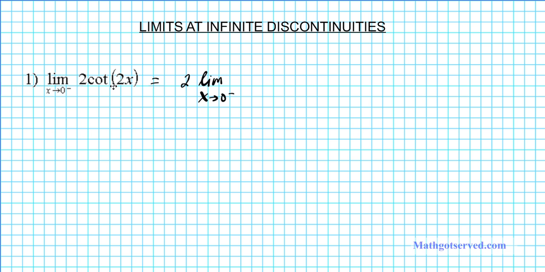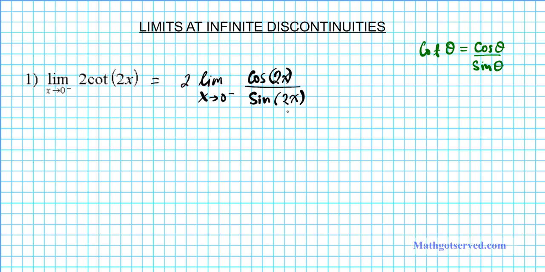Now, using our identities, we know that cotangent theta is cosine theta over sine theta. Let's write that on the side here. We know that cotangent theta is cosine theta divided by sine theta. Let's take advantage of that identity to simplify the process. So if we have cotangent 2x, applying this identity, we'll have cosine 2x divided by sine 2x.